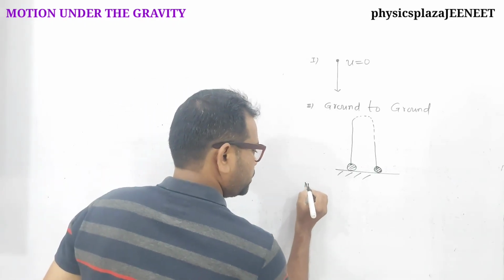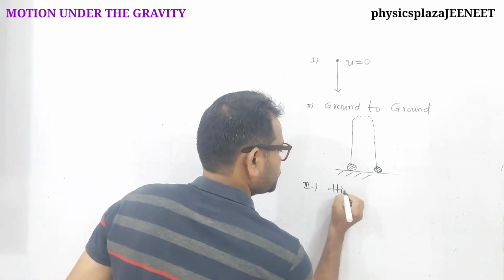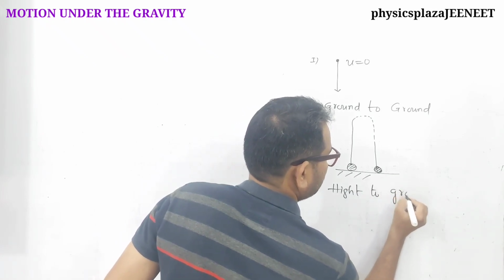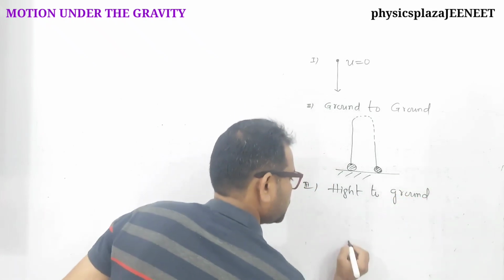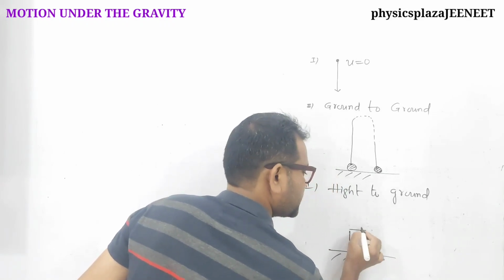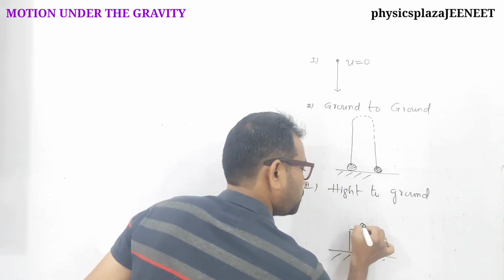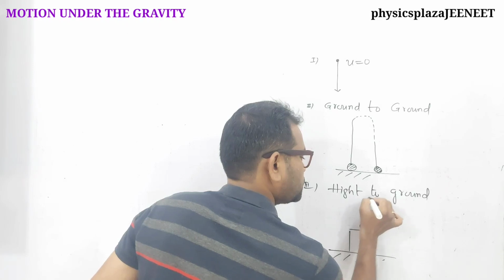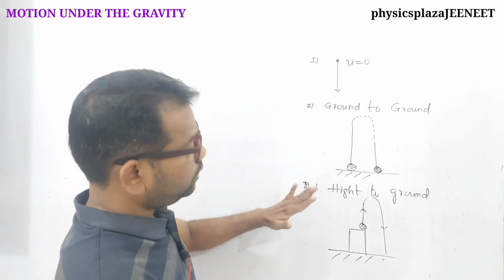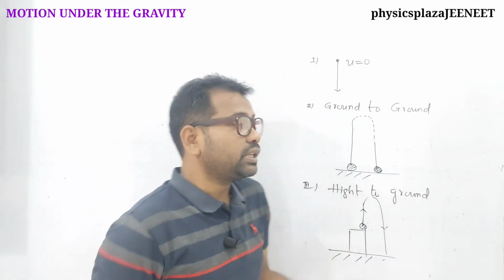Case 3 is height to ground. Height to ground means we are already at a certain height. Let us say we are standing on a building. From above the building, a body is thrown so that it goes up and again comes to the ground. Children, these three come under motion under gravity only.